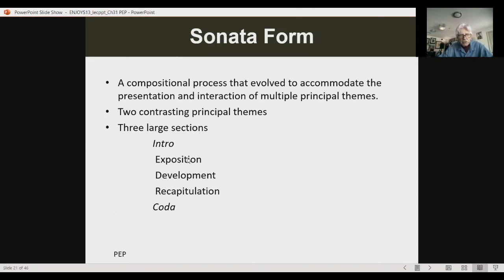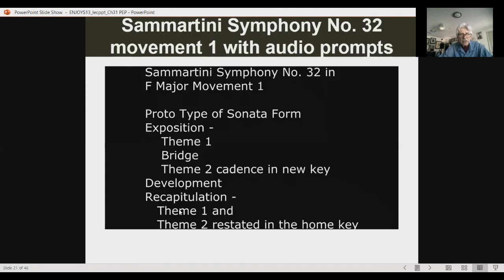And then in these large sections, we have exposition, development, and recapitulation. Sometimes it begins with a slow introduction, and then sometimes it ends with this coda, a tag on at the end to close everything out.